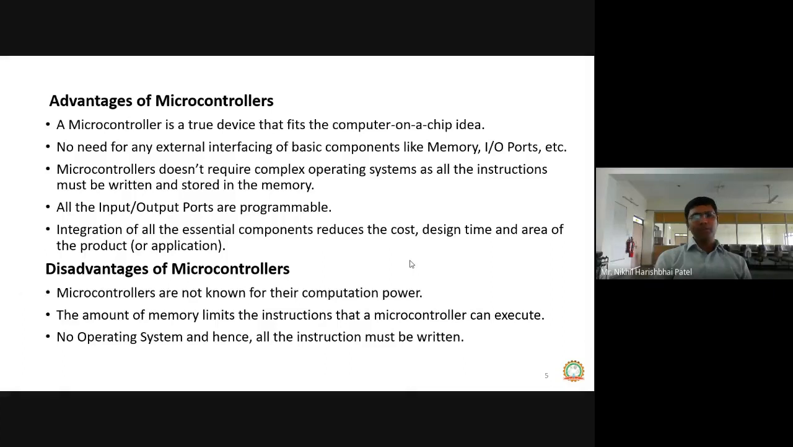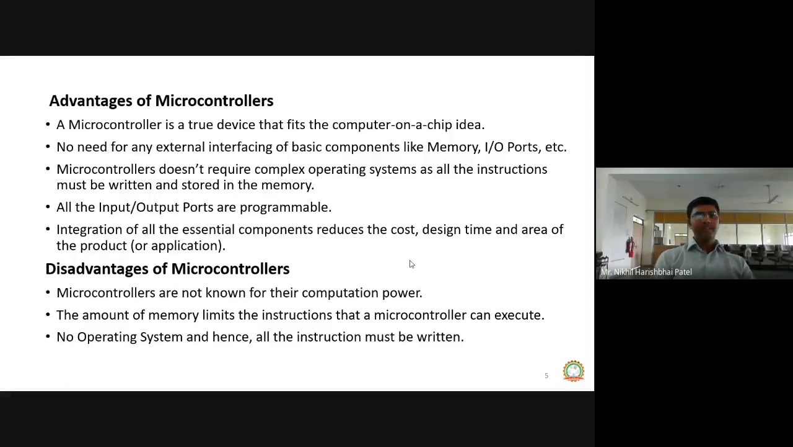The main advantage of microcontroller is that there is no need of external interfacing of basic components like memory, I/O ports, timer circuit, counter circuit, interrupt circuit, because all these components are inside the chip. We don't require any special interfacing circuit to interface such kind of memory, I/O lines, etc.